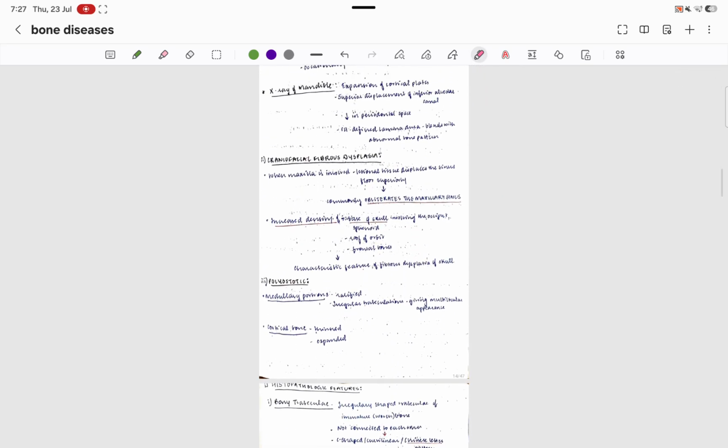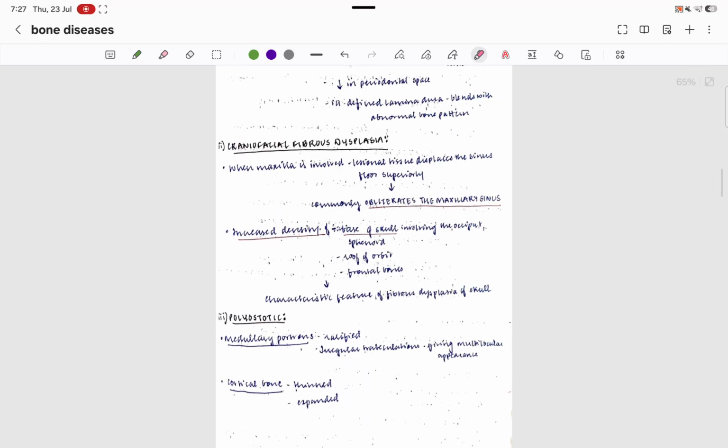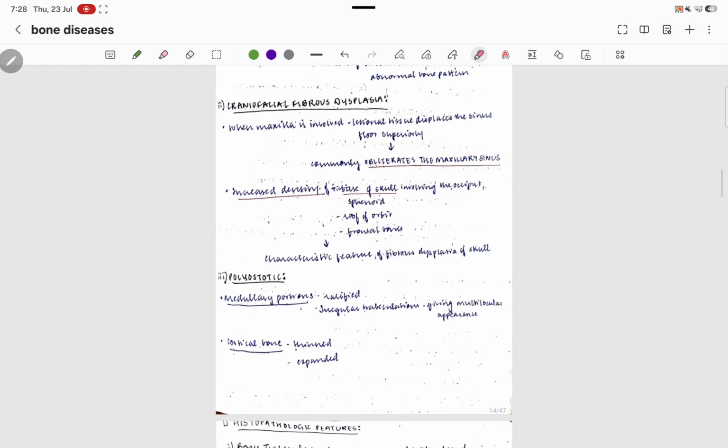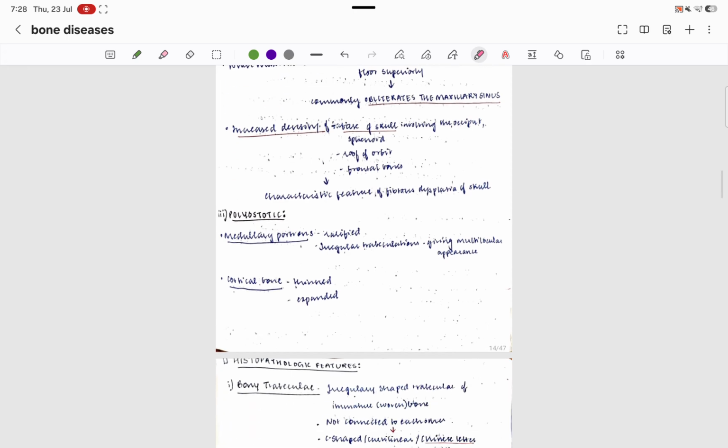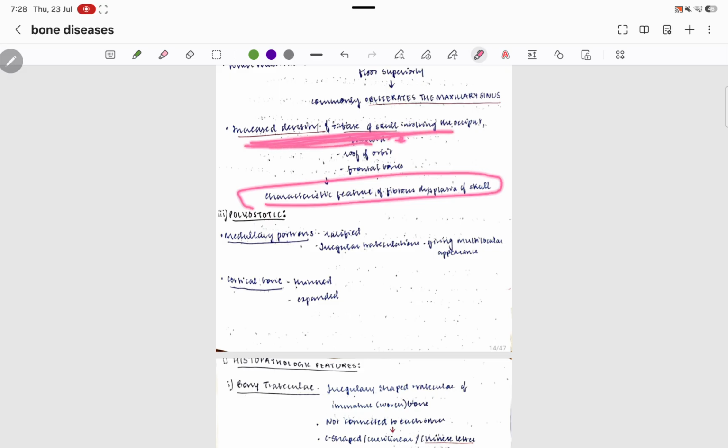Then in the maxilla, when the maxilla is involved, the lesional tissue displaces the sinus floor and commonly obliterates the maxillary sinus. This is the craniofacial type. It obliterates the maxillary sinus and increases the density of the base of the skull, which is a characteristic feature of fibrous dysplasia of the skull. Then what bones are involved? The occiput, sphenoid, roof of the orbit and frontal bones.